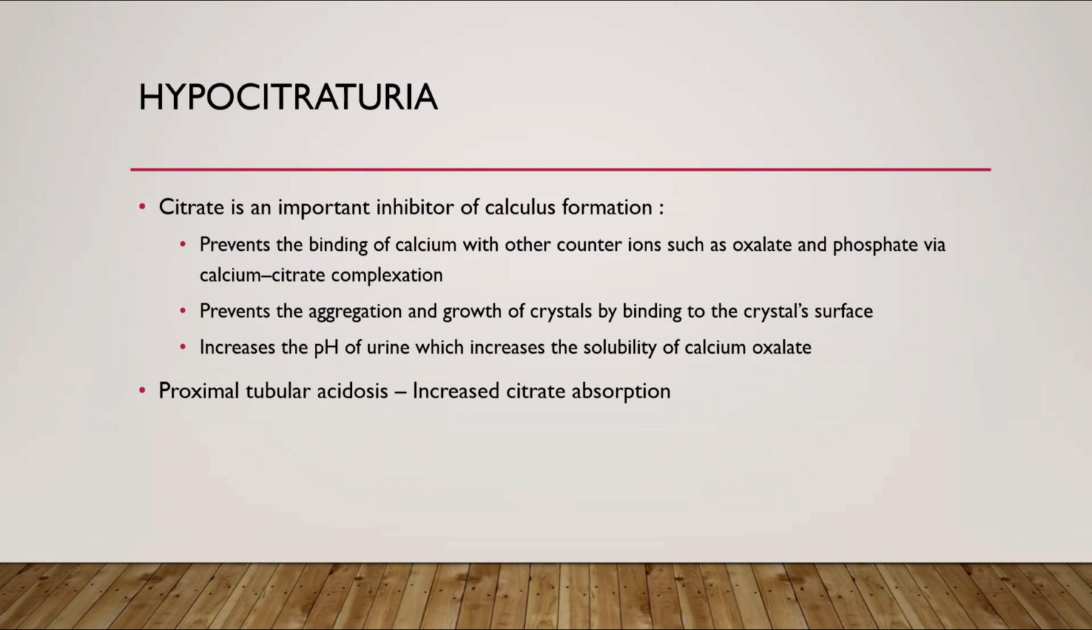Hypocitraturia is another condition, because citrate is an inhibitor of calculus formation, and it mainly acts by binding calcium with other counter ions such as oxalate and phosphate via calcium citrate complexation. It prevents the aggregation and growth of crystals by binding to the crystal surface and increases the pH of the urine, which increases solubility of calcium oxalate. Many conditions leading to proximal tubular acidosis can increase the citrate absorption and thus decrease this inhibitor in the urine, leading to increased chances of stone formation.